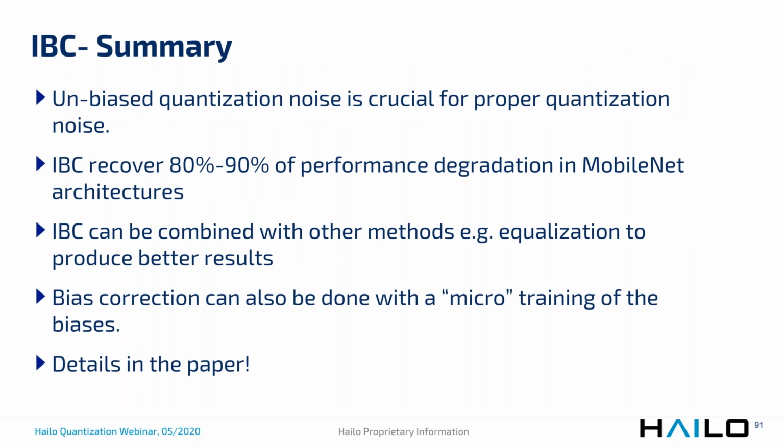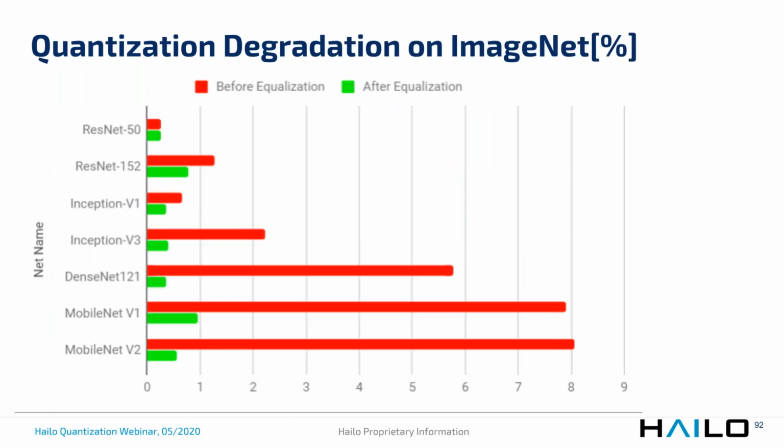And what it deals with is the bias. So we see here from IBC that unbiased quantization noise is crucial for proper quantization. And running a bit late on time, so I'll say that there's more details in the paper. And the important thing is that IBC can be combined with other methods, specifically for our needs, equalization. So if we look finally, when combining both of these methods, we've achieved where we set out to achieve, which is quantization with very good performance, below 1%, with these commonly used neural networks.